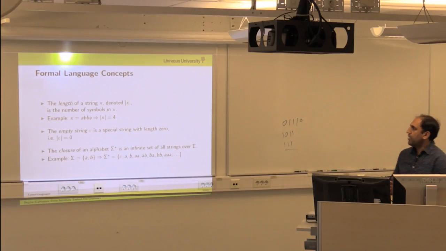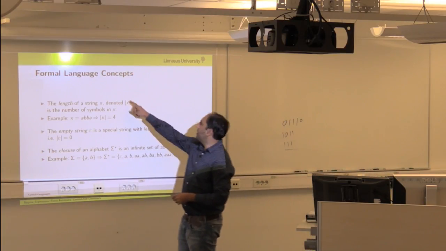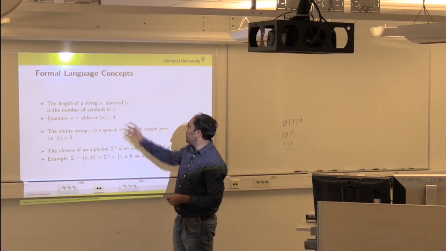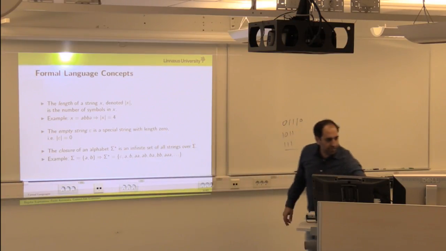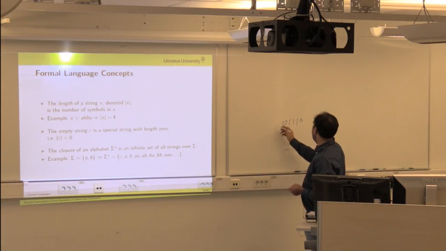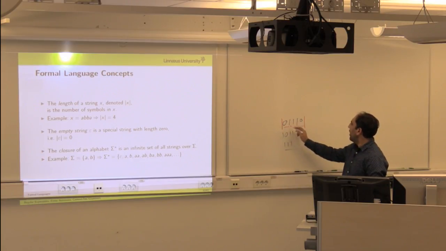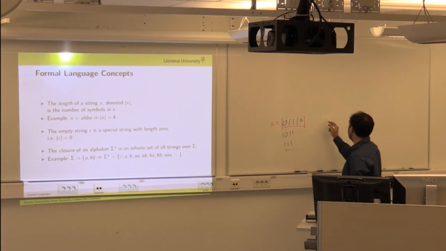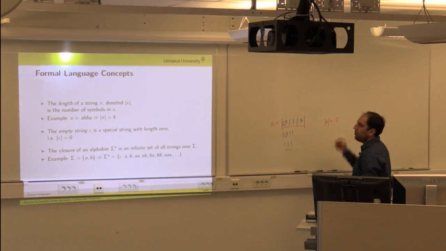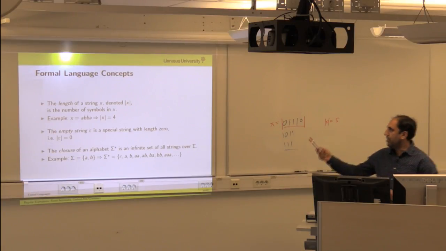Okay, and then we have some concepts about the language. The length of a string we denote using this operator, and it's basically the number of symbols in a string X. So for example, if you have a string and you want to find out its length, it's the number of symbols in it. So it's 1, 2, 3, 4, 5. So if it's X, then the length of X is equal to 5. And so here's another example.